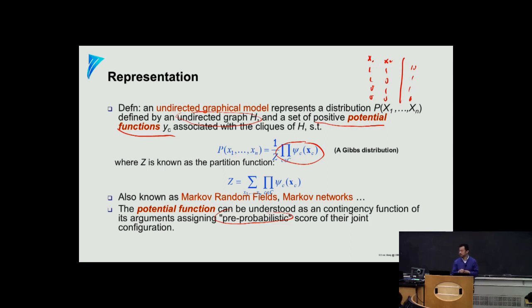Professor, is that like the same as a psi C, like a symbol on the slide? Yeah, you can call them psi C. Yes, in potential function psi C. Yeah, thank you.